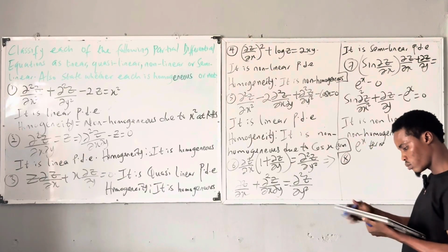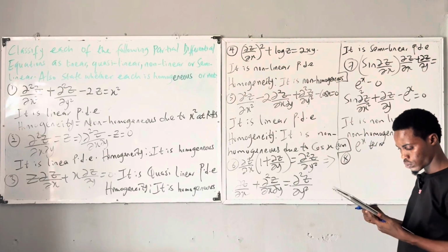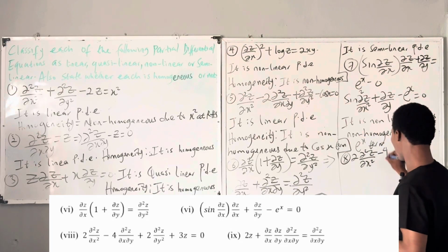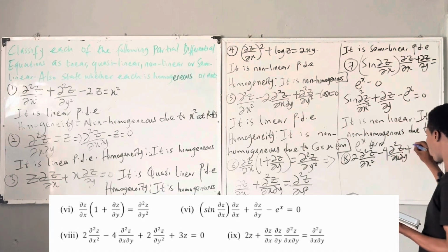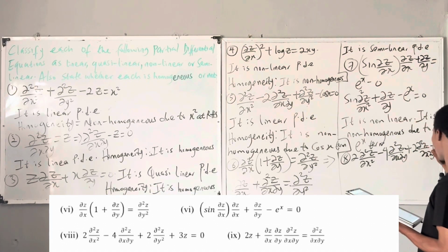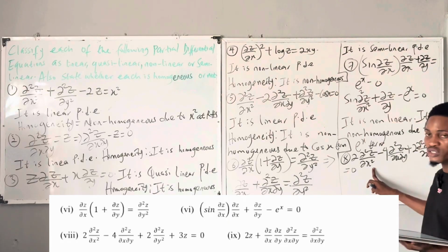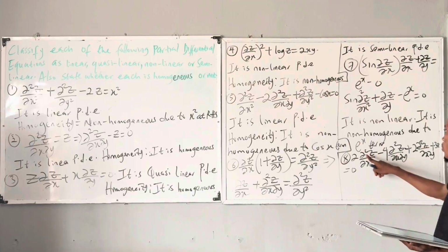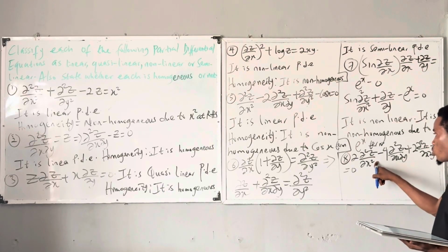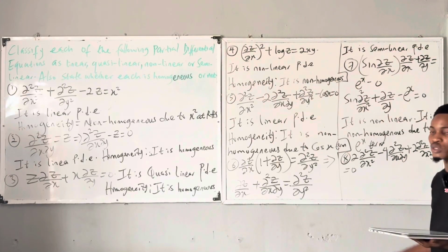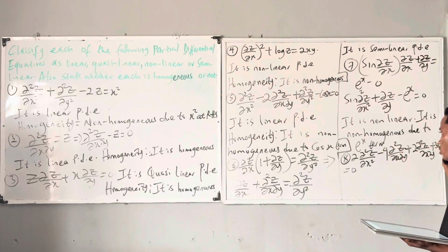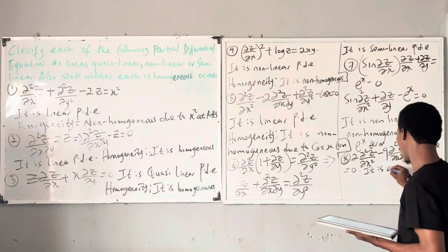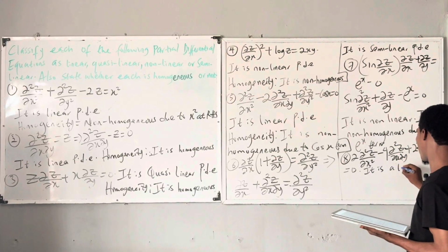Question number 8. This question 8 is related to this. You can see the highest order here is 2. So the power, the degree here, is 1. So it is a linear PDE.